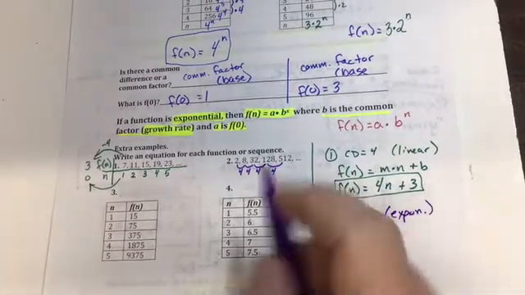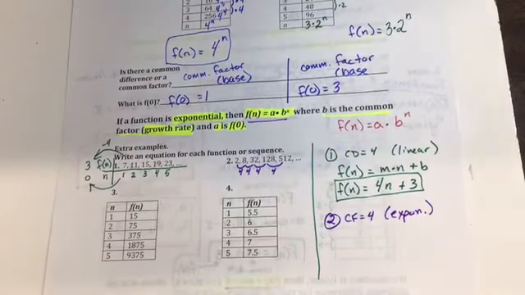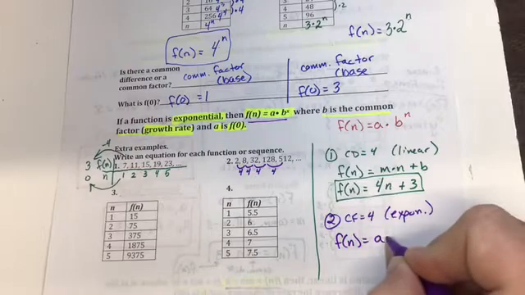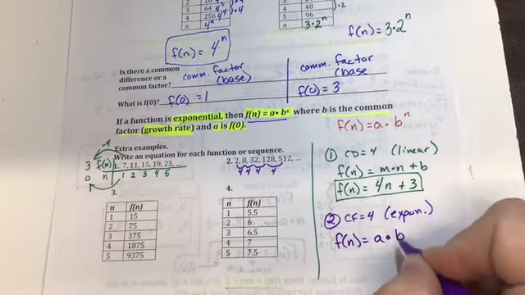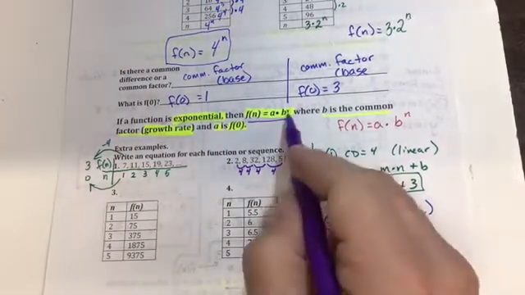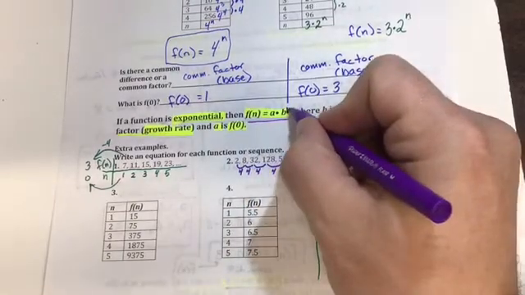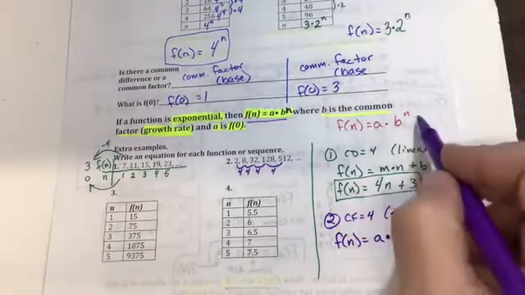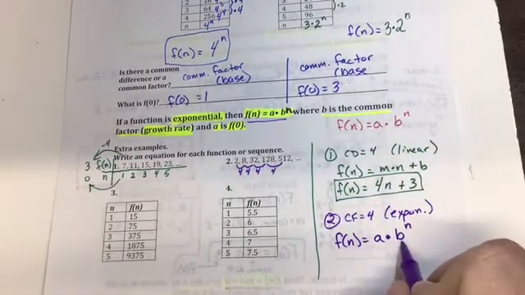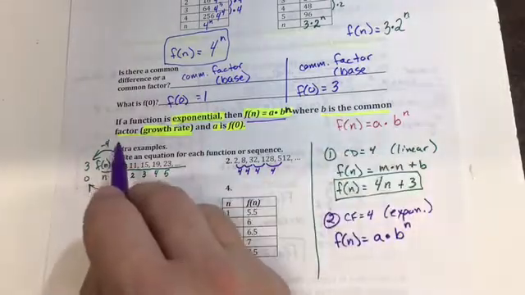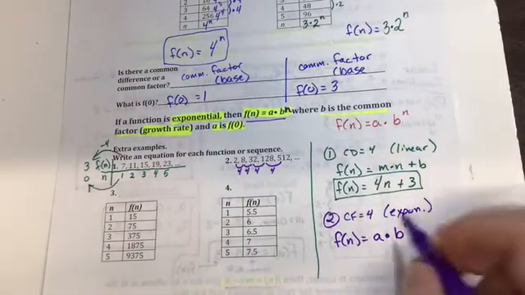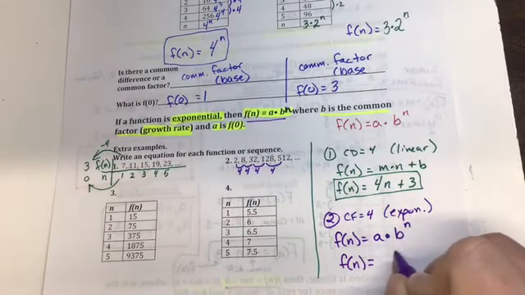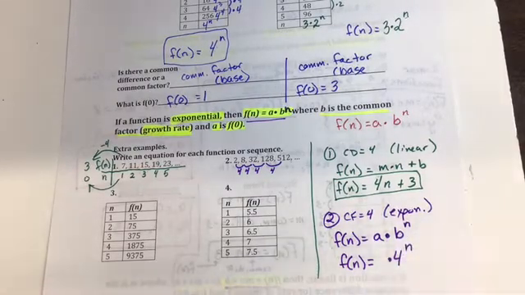Since it's exponential, I'm following this pattern. Okay, so my f of n is equal to some initial value times the scale factor or growth factor of b to the n, or b to the x. Okay, that should be an n there, not to confuse anybody. So I have to realize, remembering that b is the common factor that I just noticed, the common factor is 4. So for my answer this time, it's f of n equals something times 4 to the n.